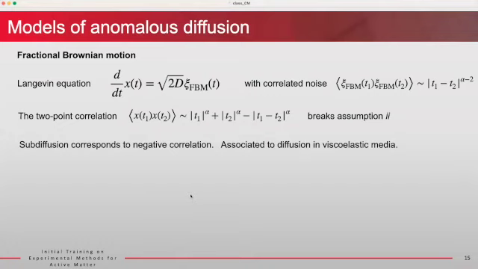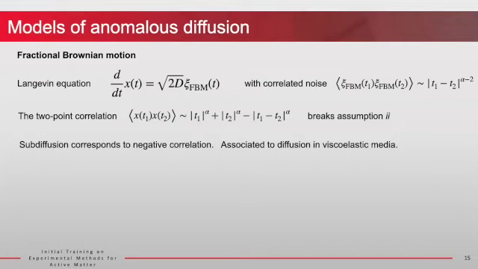In this case, we have to distinguish, as always, the case of subdiffusion and superdiffusion. That depends on the value of the exponent alpha. But in this case, it also has a meaning in the sense that when we have subdiffusion, there is a negative correlation in the 2-point correlation. And in the case of superdiffusion, this correlation is instead positive.